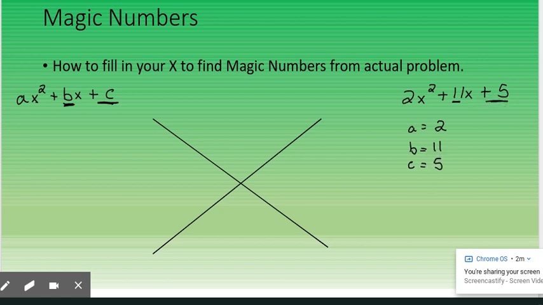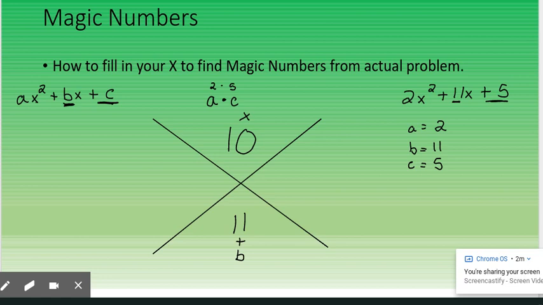Now, those numbers are important because they help us fill in our information. The number we put on top is going to be whatever a times c is. So in this particular one, we have 2 times 5. Well, 2 times 5 is 10. The bottom number is always whatever b is. So in our example problem here, that would be 11. So we'd be looking at what multiplies to be 10 and adds up to be 11.